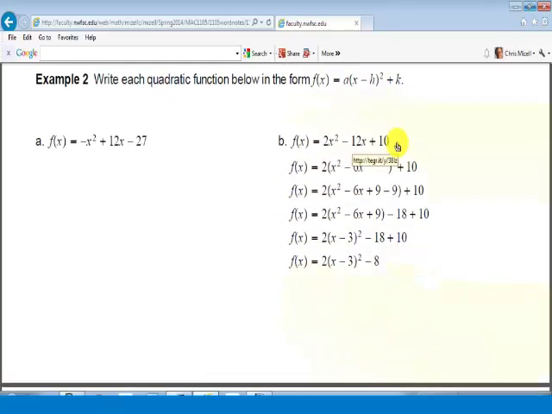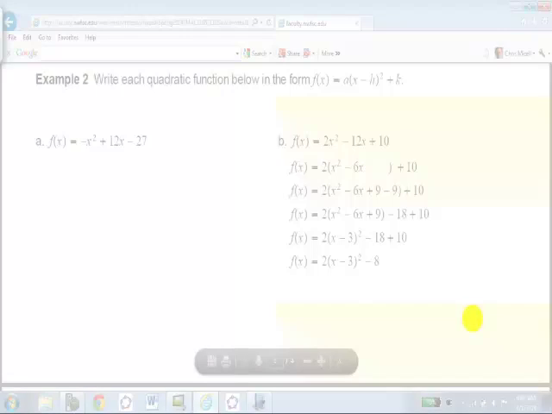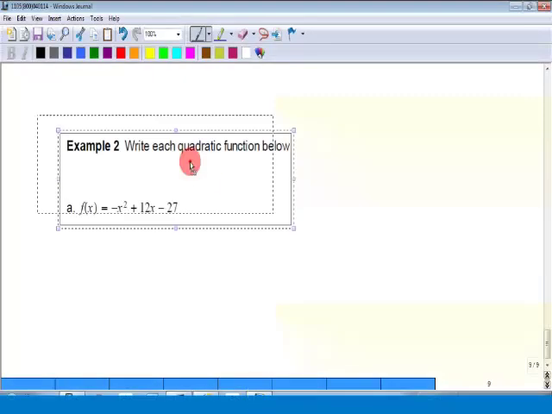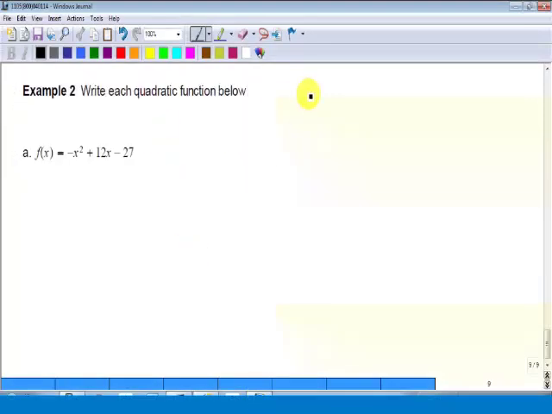Sometimes, though, the function is not handed to us in that form. It looks more like this. And we want to put it in the form f of x equals a times (x minus h) quantity squared plus k. One way to do that is by completing the square.